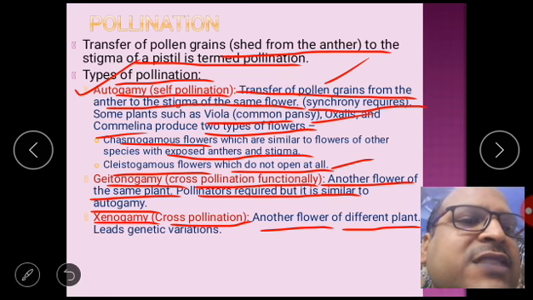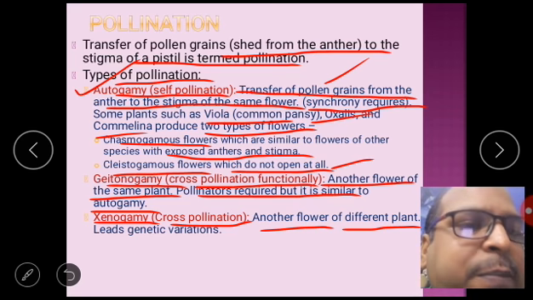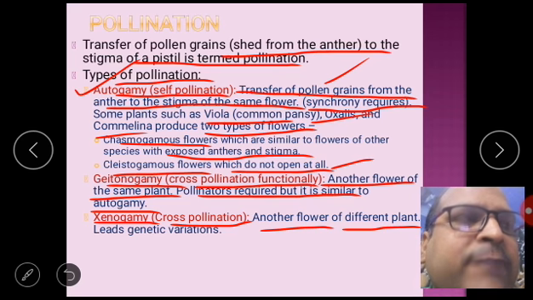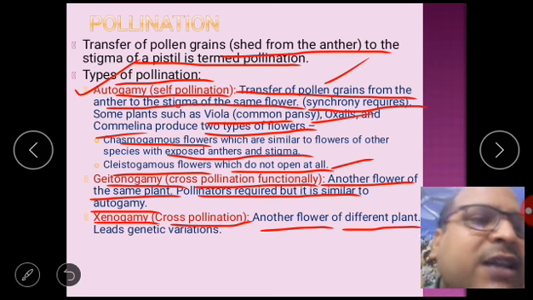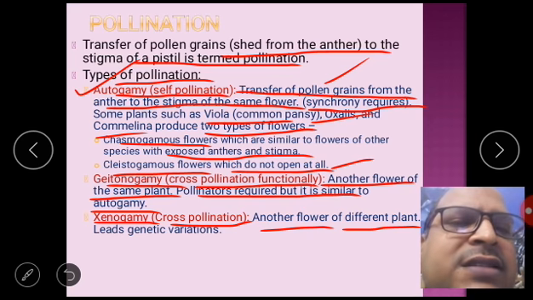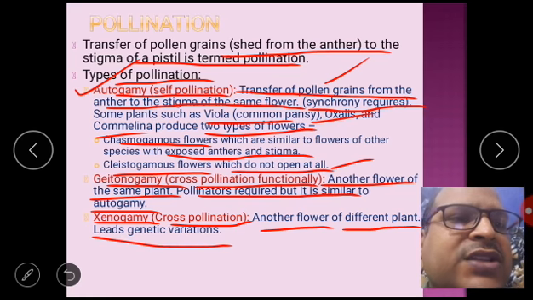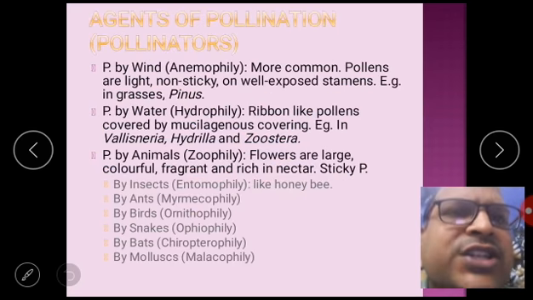So you will say it is the transfer of pollen grains from one plant to another plant. That means in this pollination, the pollen grain will move from one flower of a plant to another flower of another plant. So I think this is clear, and this leads to genetic variations. Now, agents of pollination, or pollinators.